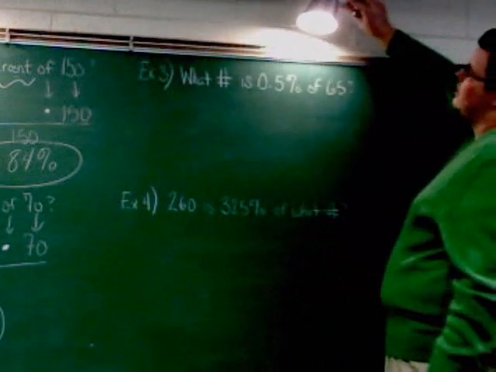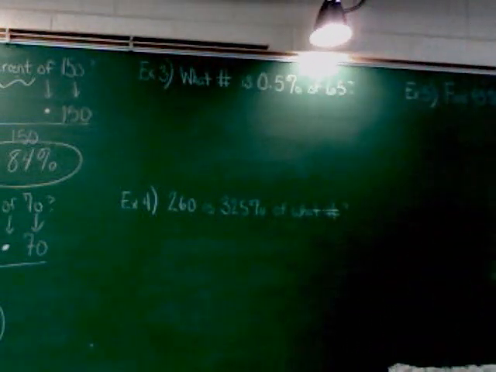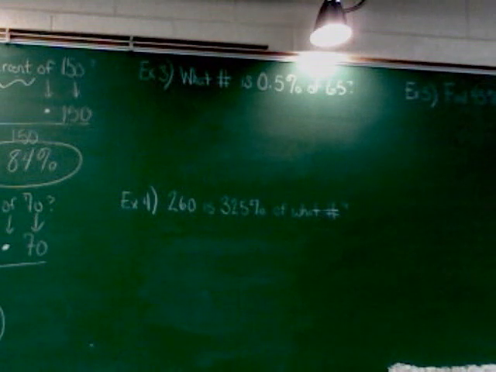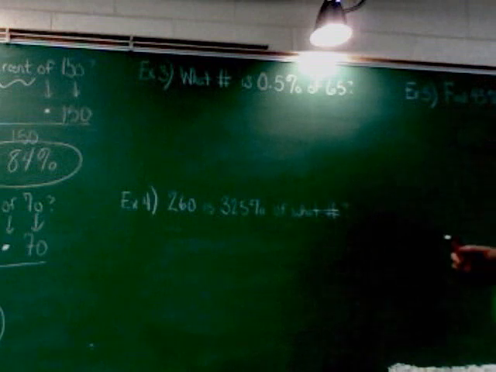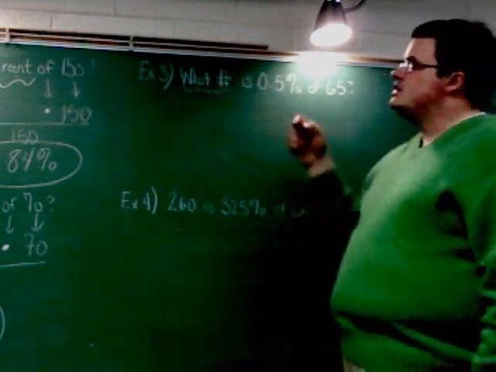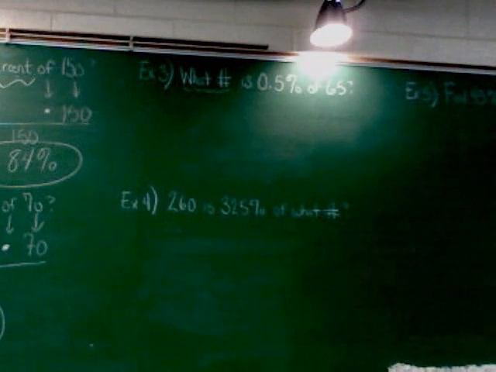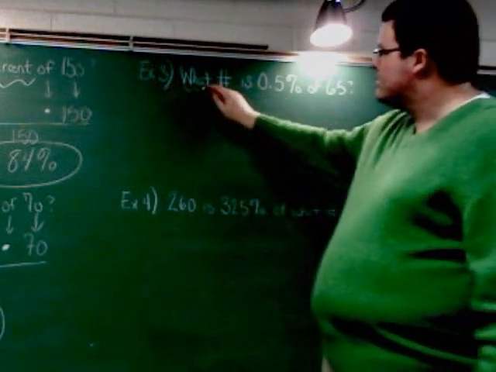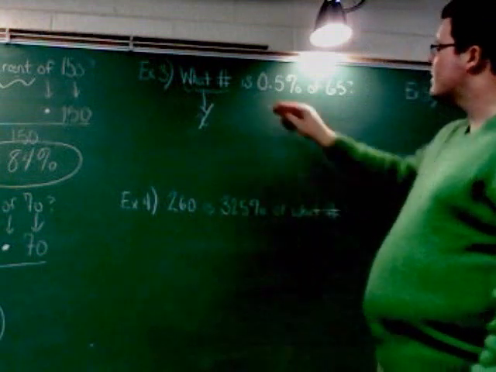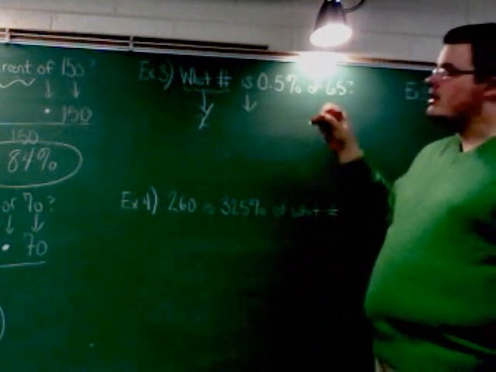Okay, forward we go. Example 3. What number is half a percent of 65? Okay, so again, we'll start off by making our translation. As you can see, we run across the what right away. What number is, that's where we're going to drop our variable in: x. Is comes next, and is comes out as an equal sign.